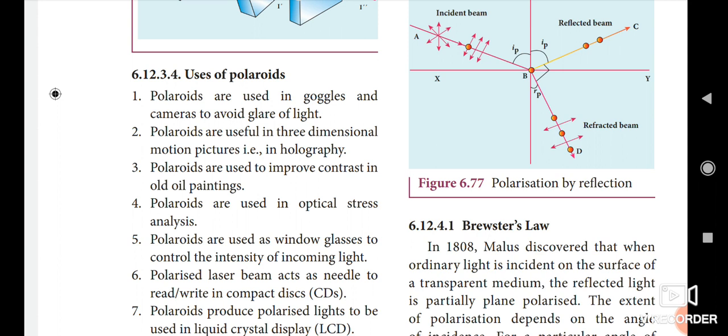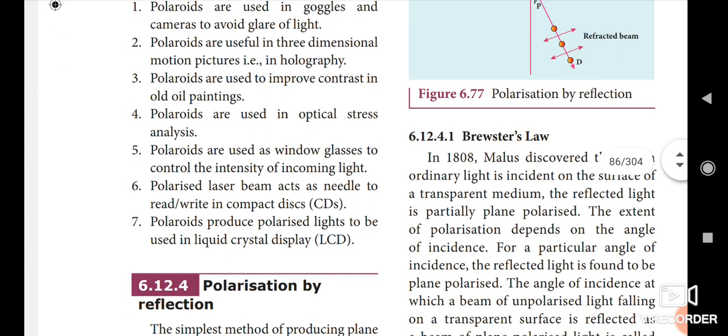Then the second point, it is used in three-dimensional pictures. Then it is used to improve the contrast in oil paintings. Then it is used in optical stress analysis. Then these are used in window glasses to control the intensity of incoming light. Then it acts as a needle to read and write for the CD, that is the compact disc. Then Polaroids produce polarized light that is used in the LCD TV. Okay, have you all understood?